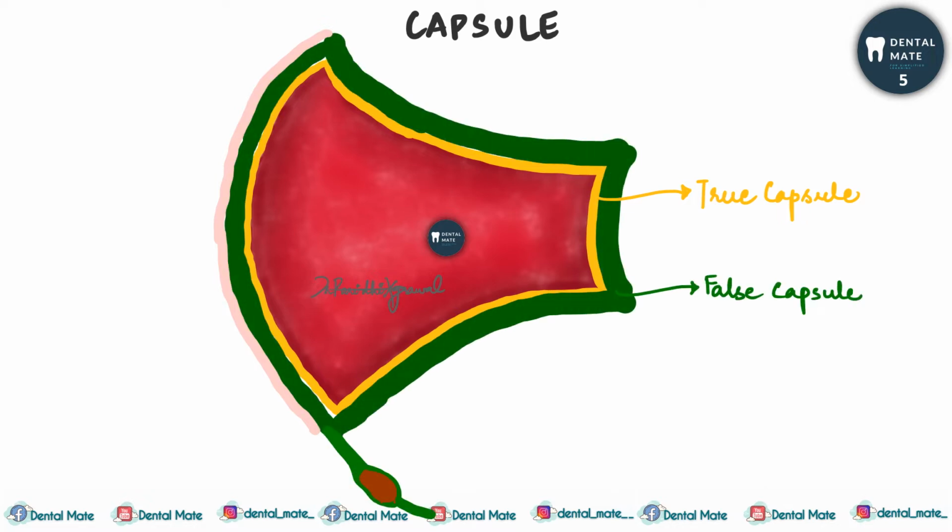And we have a false capsule. It is the outer thick parotid sheath formed by the splitting of the investing layer of the DCF. So the investing layer of the deep cervical fascia splits and gives rise to the false capsule, which is a thicker capsule, whereas the true thin capsule is formed by the condensation of the fibrous stroma of the parotid gland.